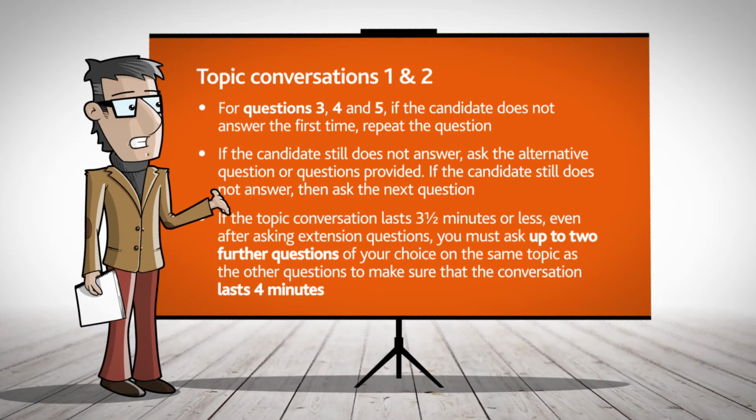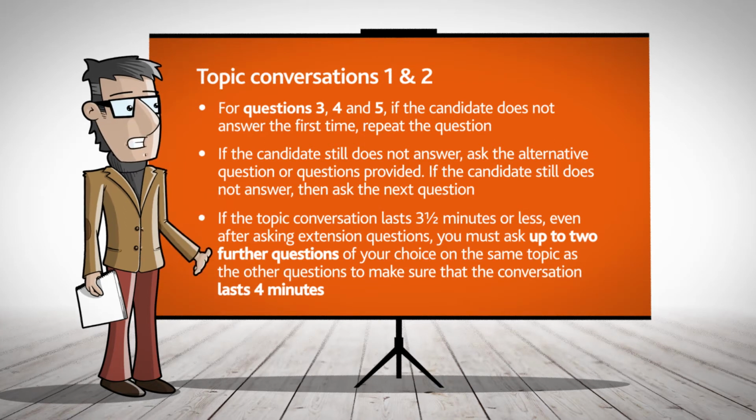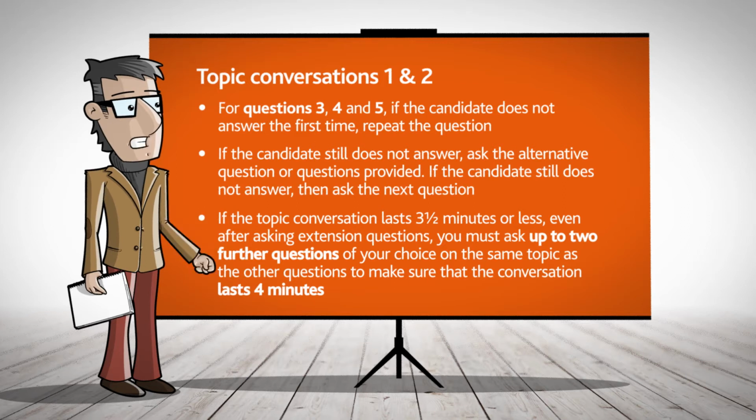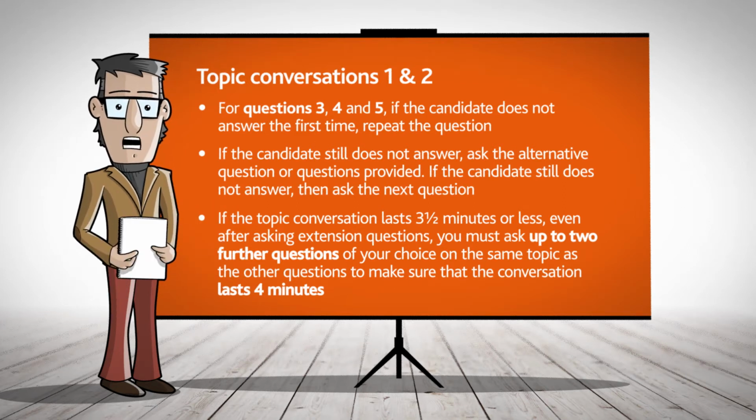If the topic conversation lasts 3.5 minutes or less, even after asking extension questions, you must ask up to 2 further questions of your choice on the same topic as the other questions to make sure that the conversation lasts 4 minutes.